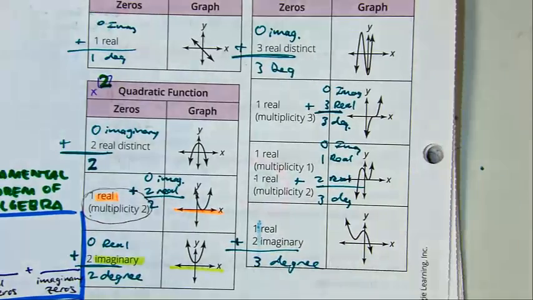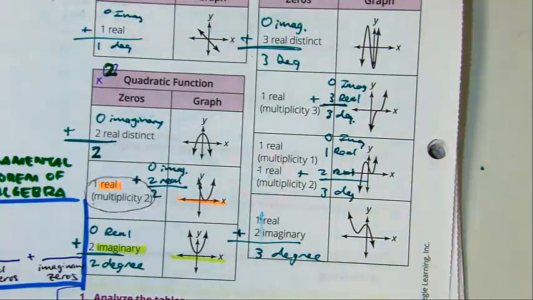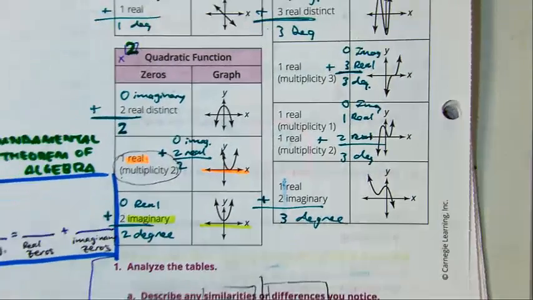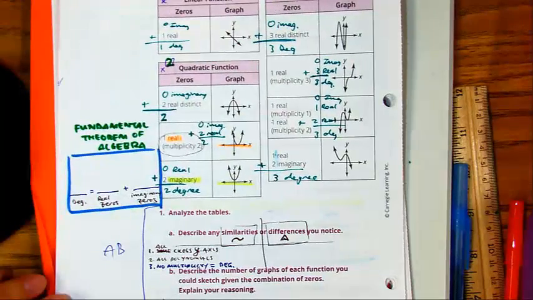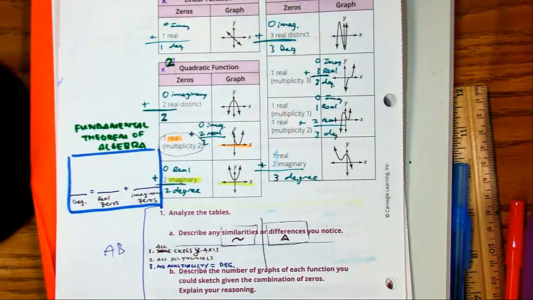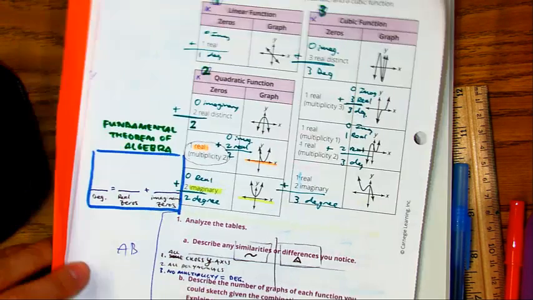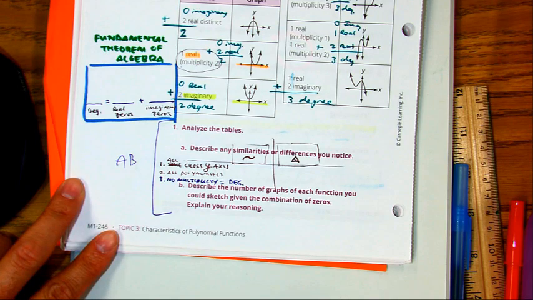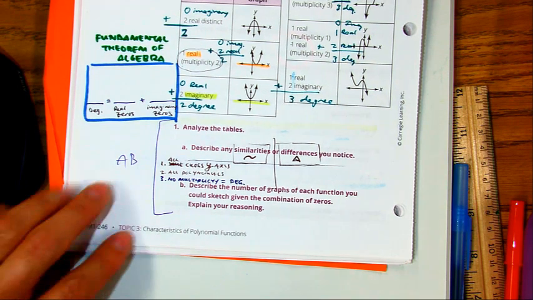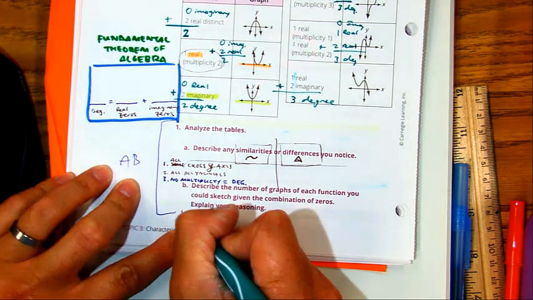Okay? So this should give us a lot of hints about our answers. Let's answer the question at the bottom. Fidel, pick the next person. Joseph, this one? Read it out loud. Describe the number of graphs of each function you could sketch given the combination of zeros. Explain the reason.